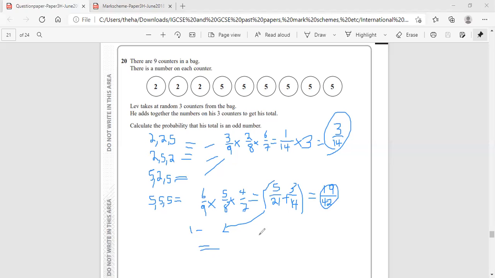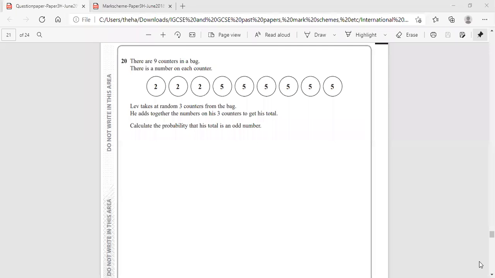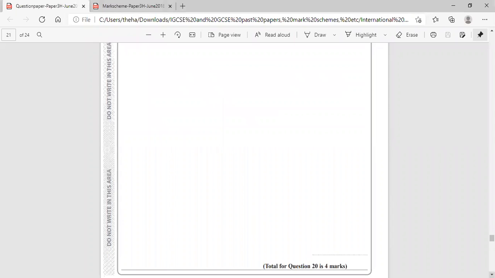Okay, so if we take that away from 1, we will get an answer of 1 minus that, which will give us 23 over 42. And that is our final answer. Sorry if that was a bit confusing. It's quite a tricky question, to be honest. But it is definitely worthwhile to learn how to do it because it's worth quite a few marks. Complex probability, okay, 4 marks for that.